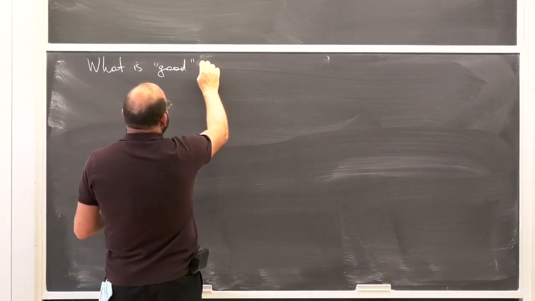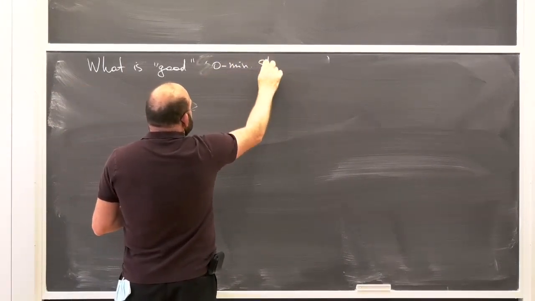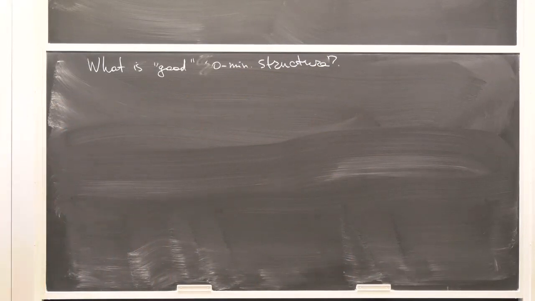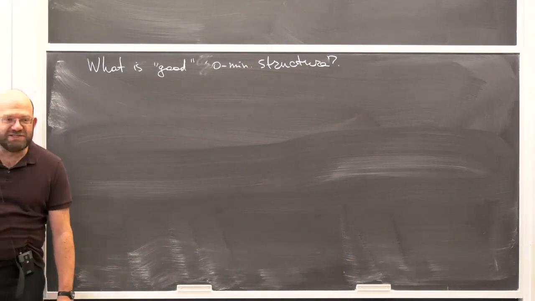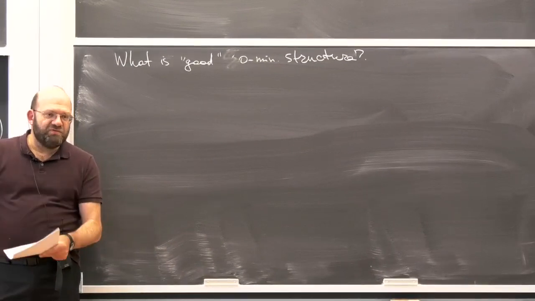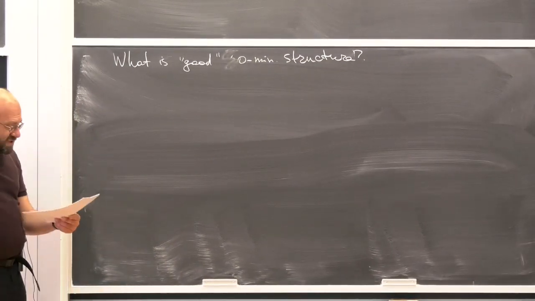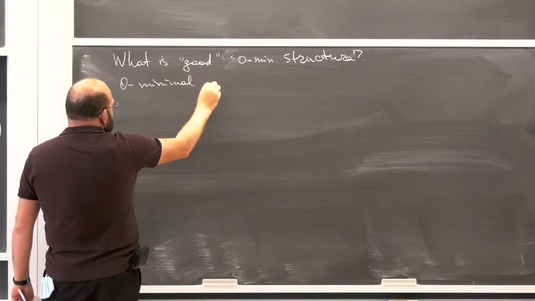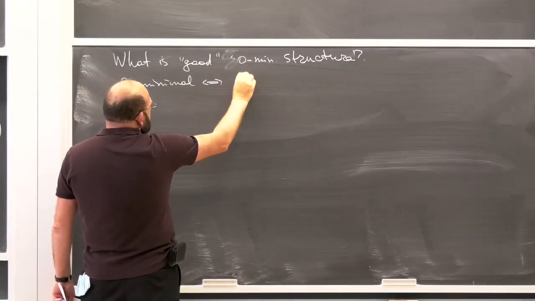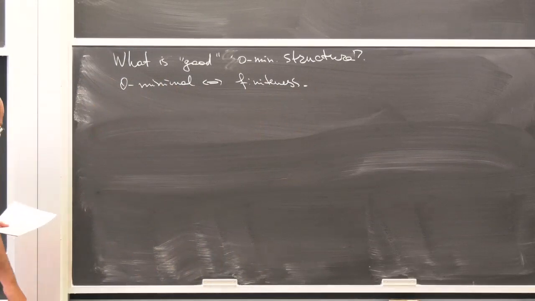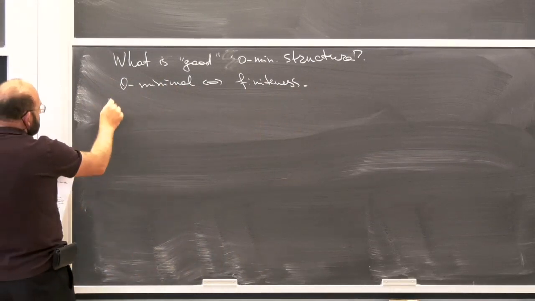So what is good? That's a classical question. As I understand, o-minimal means that the sets defined in the structure have some finiteness properties: the number of connected components is finite, uniformly in families. Now we introduce the notion of sharply o-minimal structures.